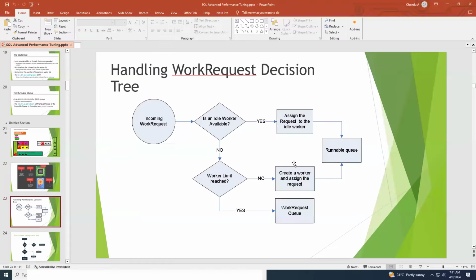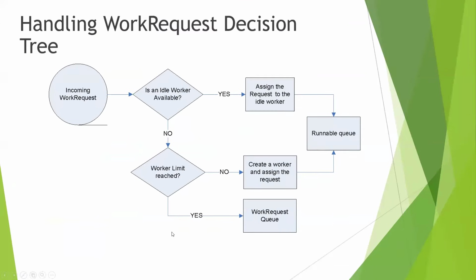So that is what it is. This is a high level flow chart that we have. Whatever incoming request we have from the user, it checks whether we have an idle worker available or not. We'll see that it checks whether an available worker exists.